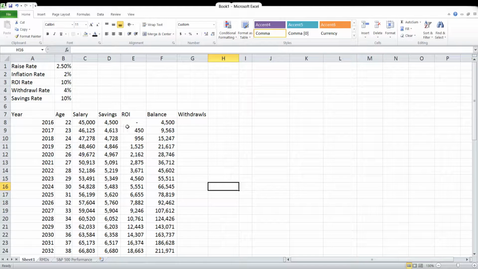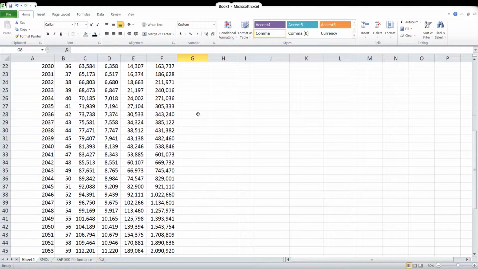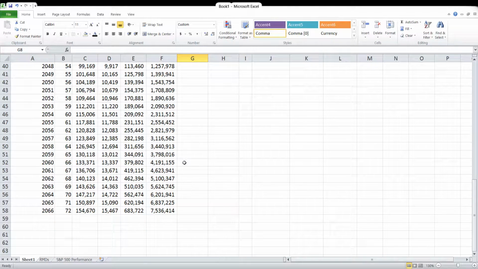I think this part of the spreadsheet should look really familiar. You've got the year that all these things are taking place, the age at which they're taking place, this person's salary that we're raising by 2.5% per year, the savings, which is the amount of money that they're saving based on their savings rate up here, and then return on investment based on their ROI rate, the balance of money that they put in, and then we've added a column for withdrawals. So what are withdrawals? Withdrawals are going to be 4% of the balance, and we're going to start taking them out at the end of the year where they turn 66.